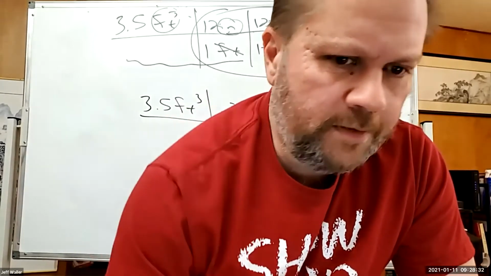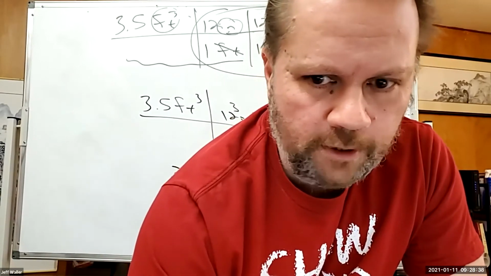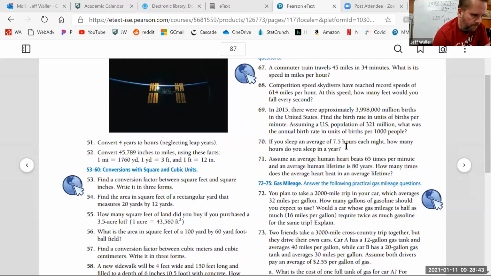All right, is everybody able to look at number 69? Oh, you've got to love it when a book has a typo. You're like, come on, this is hard enough already, book. Do you see where the typo is? It says 3,998,000 million births. That doesn't make sense. That would be 398,000 times a million, which says there are more babies born a year than there are people.